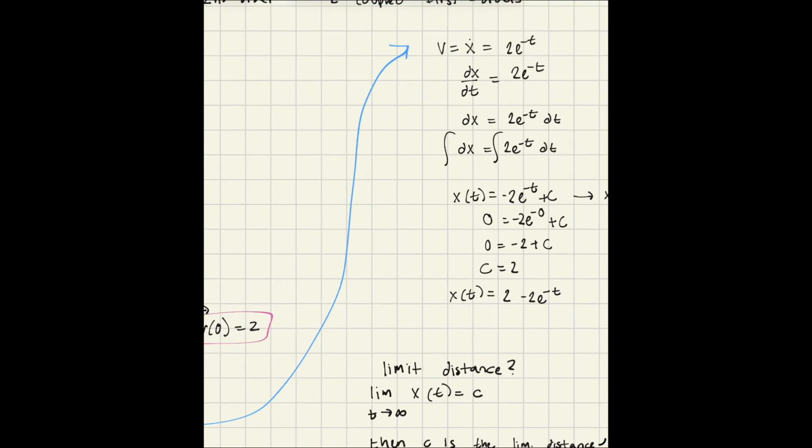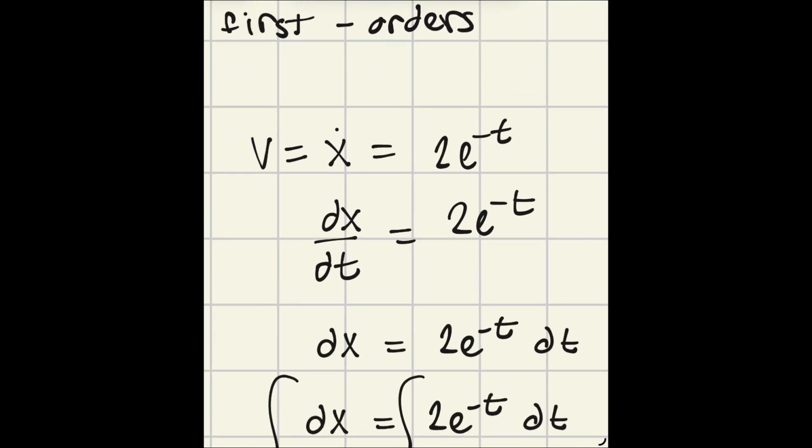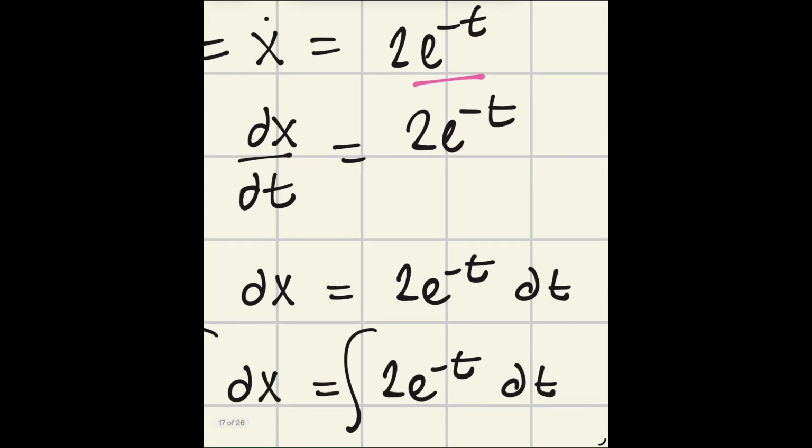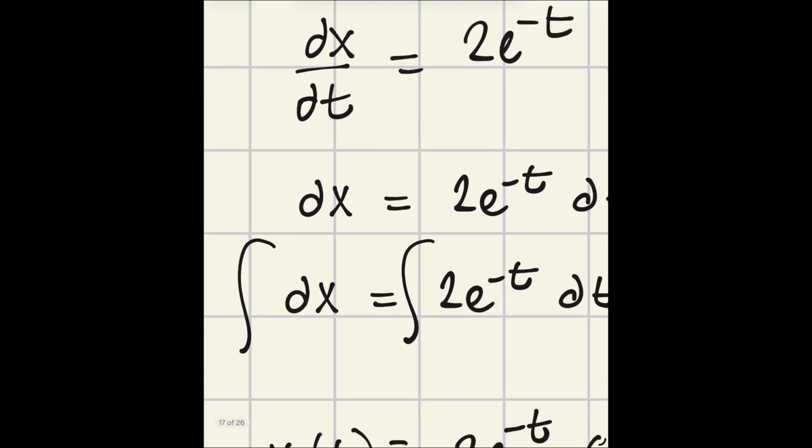But that's not what we want to find, right? We want to find the distance it travels. But then we remember that v is just x prime, right? So we can write that x prime is equal to 2 e to the power of negative t. Do the same exact steps basically. dx over dt is equal to 2 e to the negative t. Now just move the dt over, then integrate again.